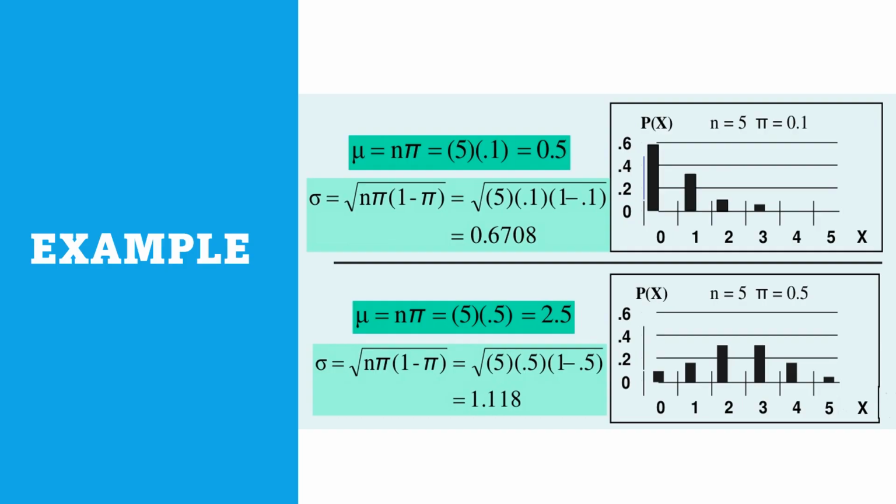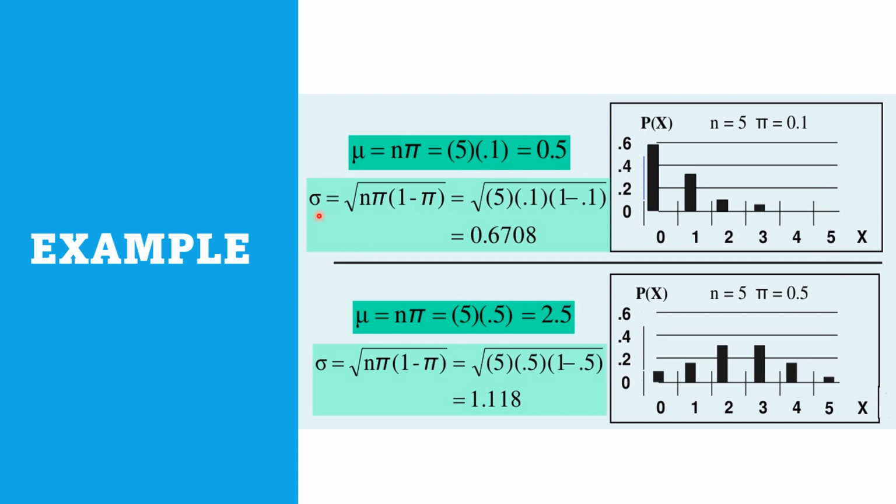Okay, here's an example of what we saw before, right? You have the given graph, and you have the given values of n and pi. To calculate the mean, you have to multiply n by pi, right? So 5 times 0.1 will give you 0.5.